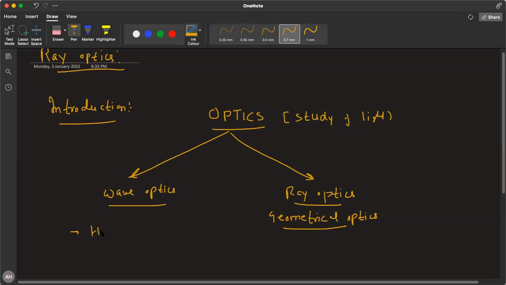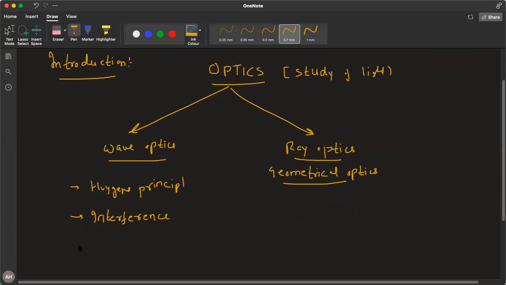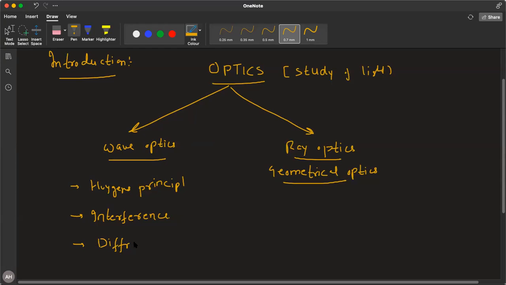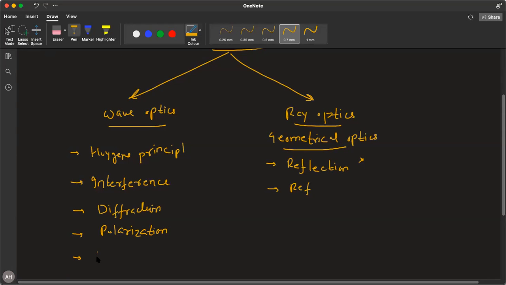In wave optics, we have certain topics like Huygens principle. Then we have interference. Then we have diffraction. Then there is polarization. Then we have Doppler's effect, which is also not part of the syllabus now.